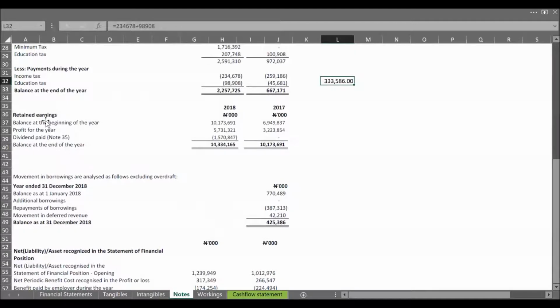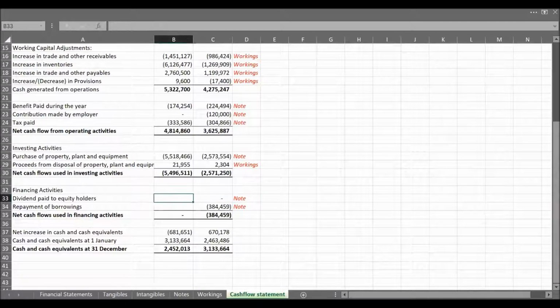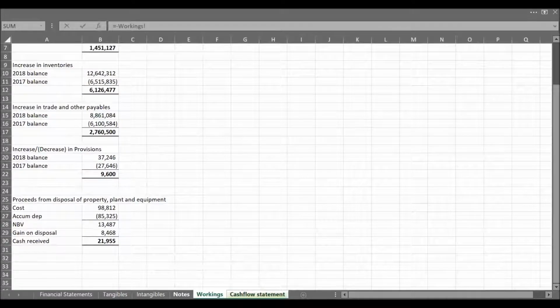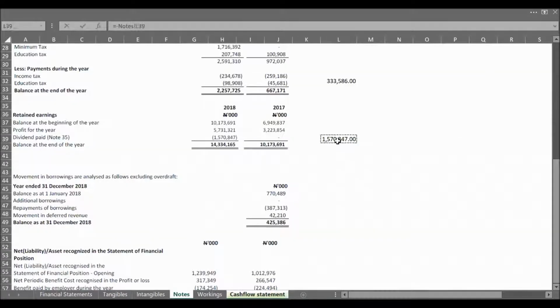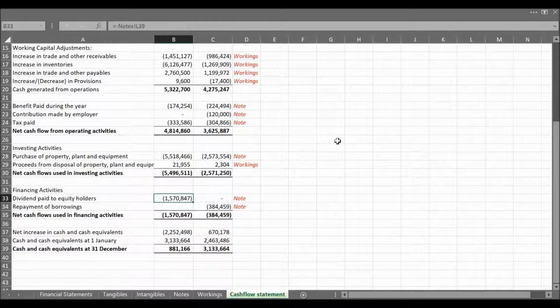We have the information on the notes already, so we can get it from our retained earnings. Note that dividends are paid from retained earnings, and this is a negative cash outflow. So I can just type it here, minus 1,578.47. So this is the amount of dividend that was paid to equity holders for the year ended. We can then adjust this in our cash flow statement as a negative cash flow or as a cash outflow. So we have this as dividend paid during the year.